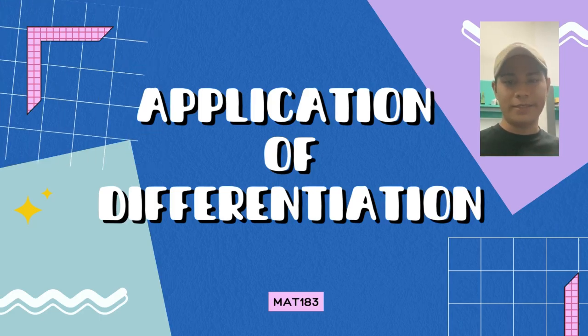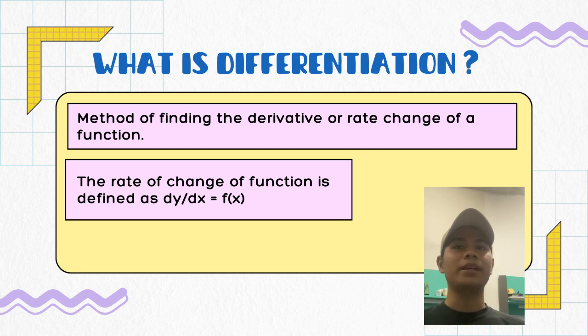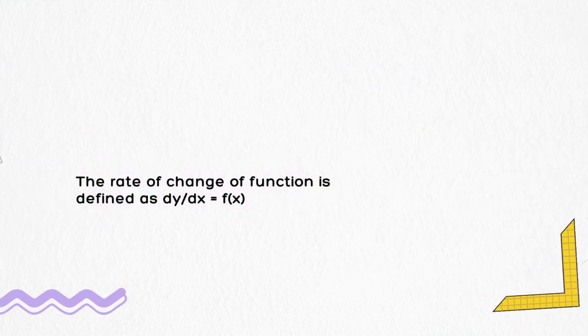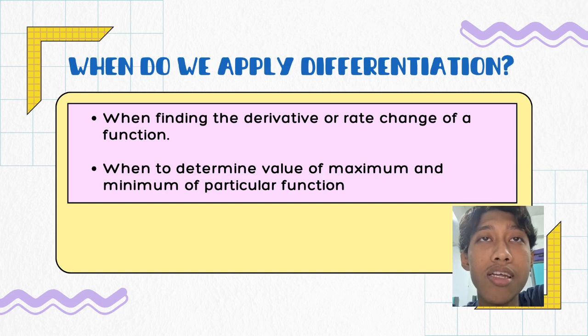Application of differentiation. What is differentiation? Differentiation is a method of finding the derivative or rate of change of a function. The rate of change of the function is defined as dy over dx equals f'(x). When do we apply differentiation? When finding the derivative or rate of change of a function, and when determining the value of maximum and minimum of a particular function.